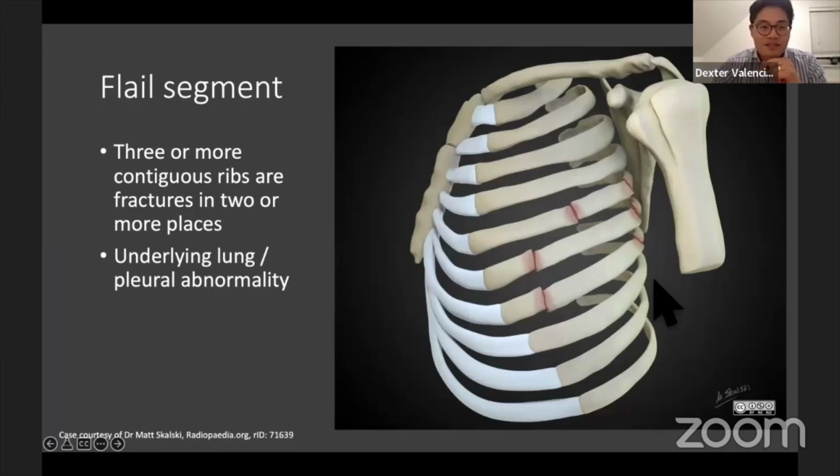We'll talk about flail segments. The strict definition is that you have 3 levels of ribs that are contiguous, so they're one after the other, and they've got 2 areas where they're broken. So this will be a flail segment. And what does that mean? Usually it means there's enough trauma in this area that the underlying tissues have been damaged.